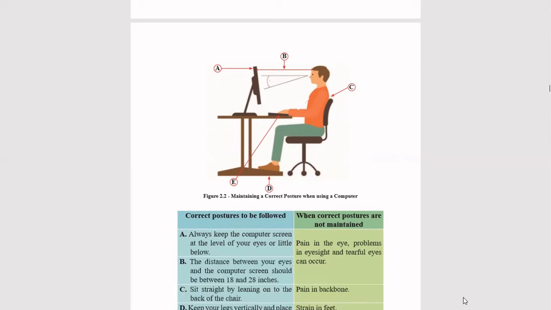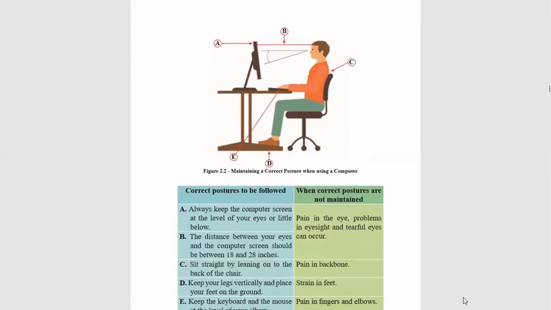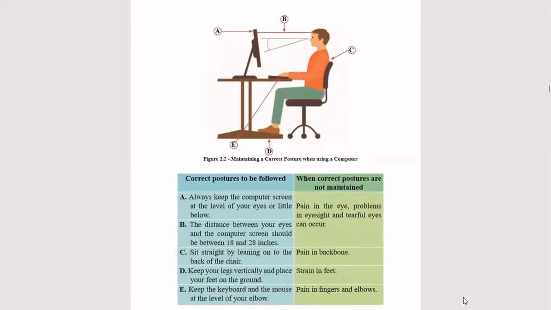D, you have to keep your legs hanging vertically, but your feet should be on a surface, right? Otherwise, you will get strain in the feet. The final thing is you should keep your keyboard and mouse at the level of your elbow, right? Otherwise you will get a lot of pains in the fingers, wrist and elbow, right? It should be very easy to type and use the mouse.